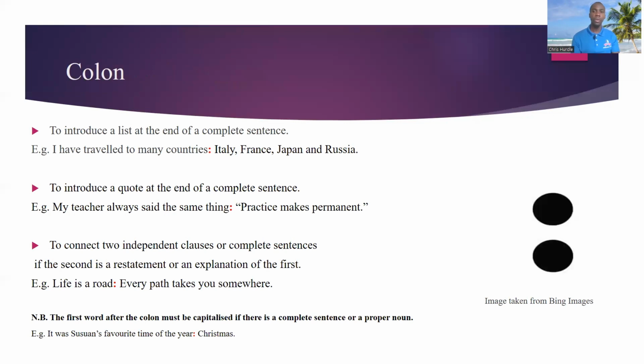The colon. Now the colon has three uses. Firstly, it is used to introduce a list at the end of a complete sentence. So, I have traveled to many countries: Italy, France, Japan, and Russia. Now, please pay attention to the last part, at the end of a complete sentence. So you must have a sentence before you introduce a colon. So I could not have said, I have traveled to: and then start to list the countries.